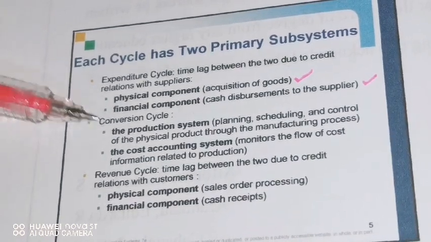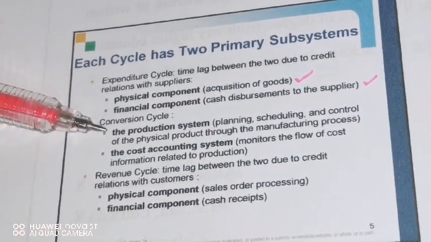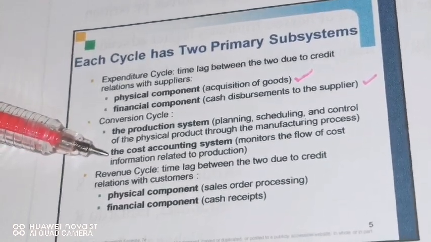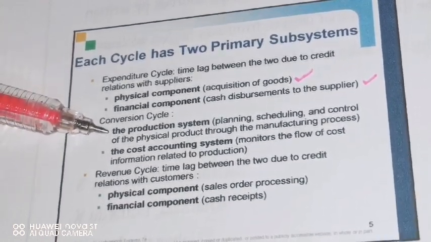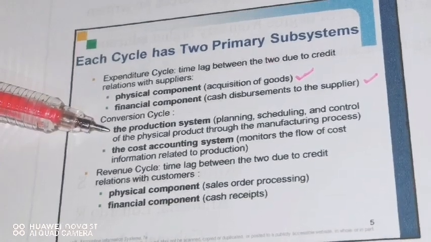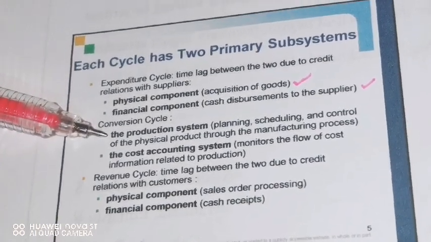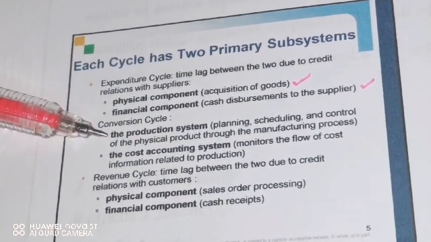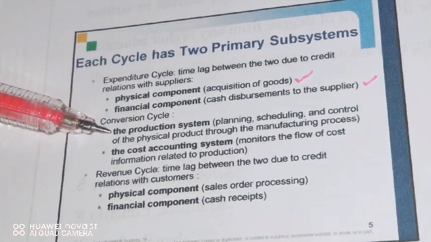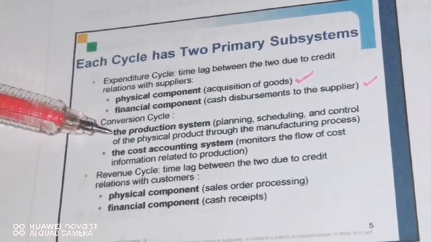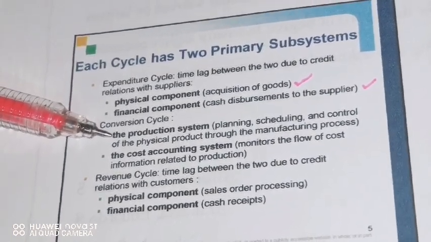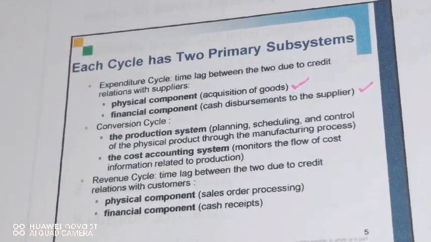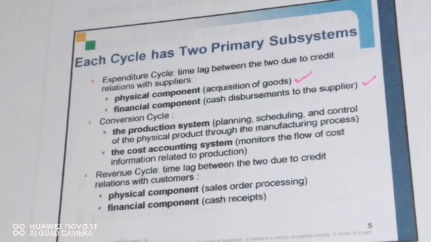So, pag dito naman sa conversion cycle, dalawa yan, the production system and the cost accounting system. So, when we say production system, pwede mo rin siyang i-compare into physical component kasi ito yung process ng pagmamanufacture ng resources into finished goods. Okay, example of that are planning, scheduling, and then the control of the physical product.